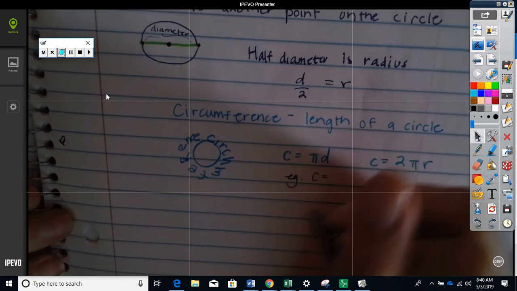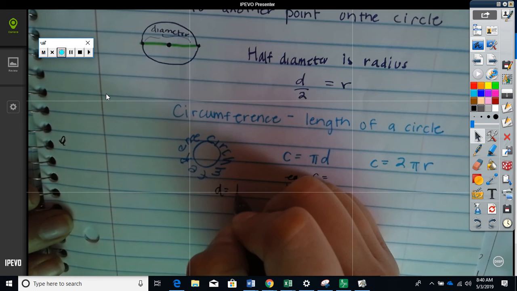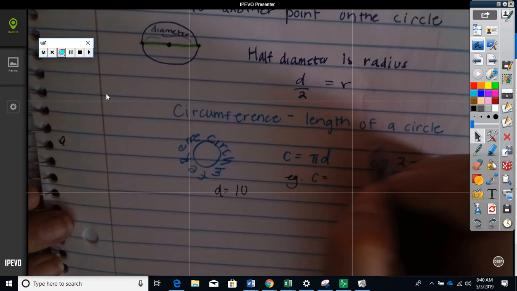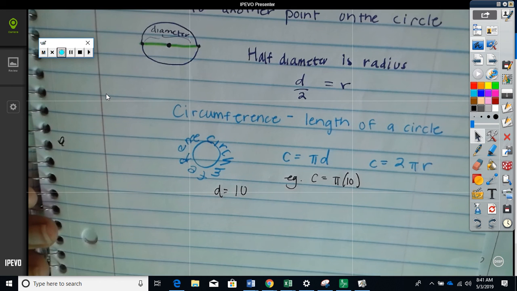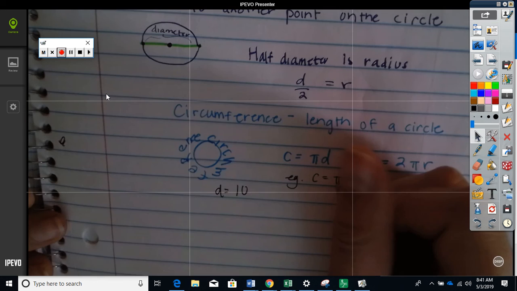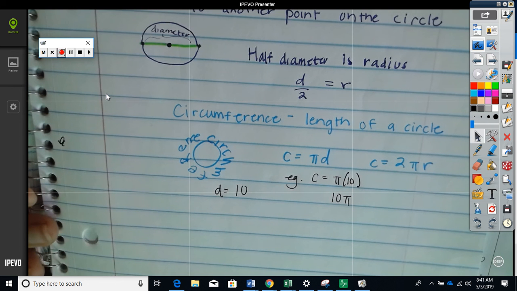Okay. So let's just say that they give you the diameter. The diameter is 10. So then you would say your circumference is pi times 10, your diameter. You could put that in a calculator, or you could just leave it as 10 pi. The more math classes you take, they'll want this.